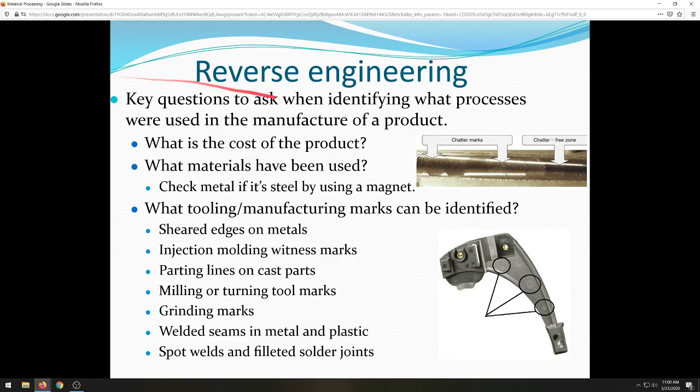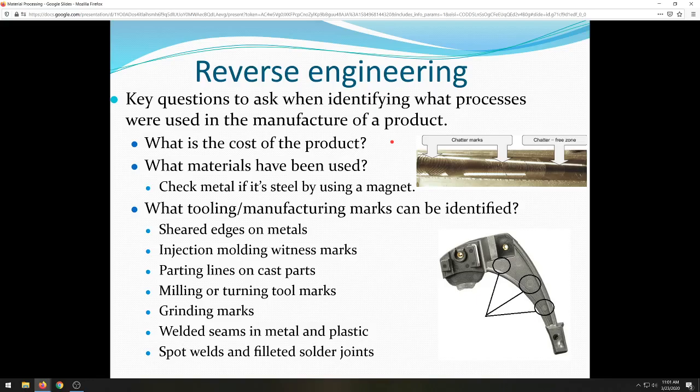So let's look at this reverse engineering here. Some key questions to ask when identifying what processes were used in the manufacture of a product. Number one, what did the product cost? Okay. Was it cheaper than you thought or not? You're eventually going to be finding things around your house and identifying that. So you might have to ask someone who bought the product, what does this thing cost?